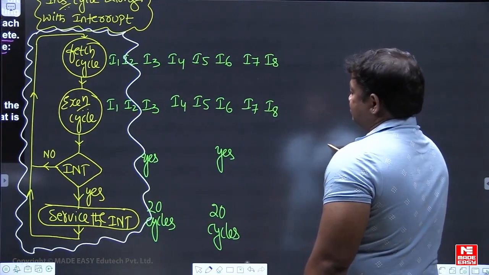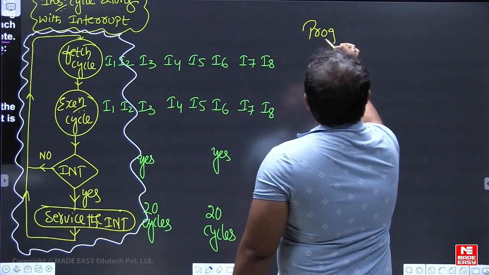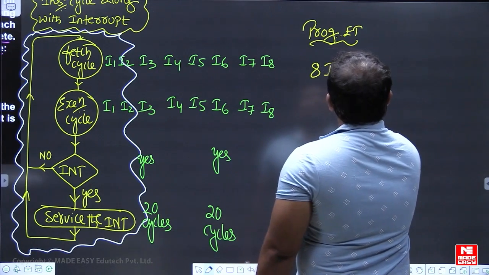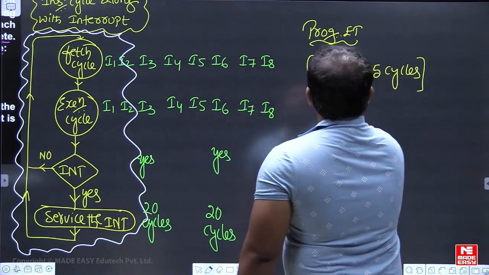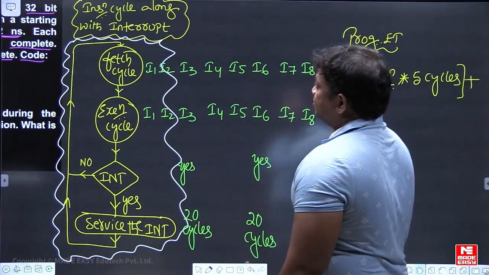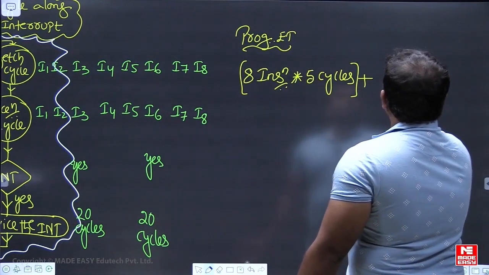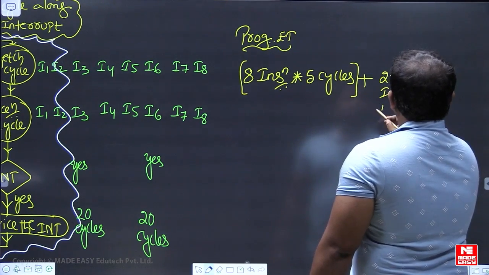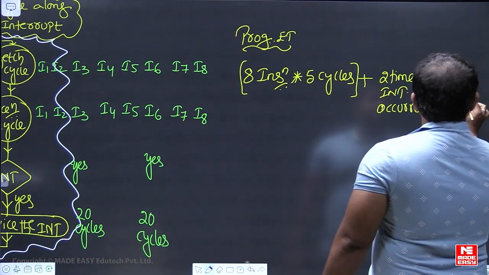So now what is the program execution time? Now you calculate that. Total 8 instructions are present. Program execution time: 8 instructions into on average every instruction taking 5 cycles, plus 2 times interrupt occurred. Number of interrupt occurrences: 2 times interrupt occurred in the program into interrupt service time 20 cycles.